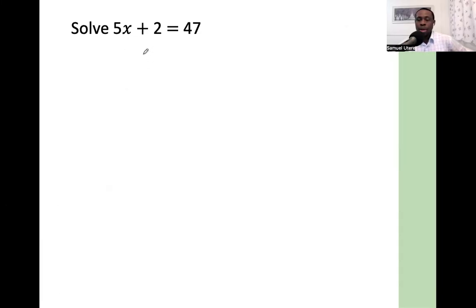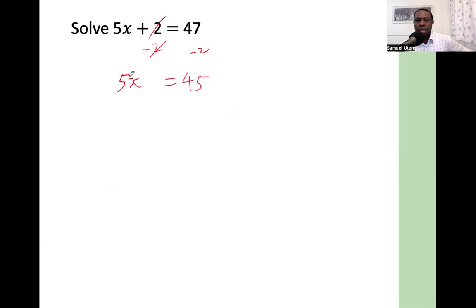So next, we need to do the inverse of everything we need to get rid of. So to be able to get rid of positive 2, we need to subtract 2. Now, the rule is for an equation to keep things balanced, whatever you do to the left side, you have to do it to the right side. And those of you who study science, chemistry, when you balance chemical equations, you know that whatever you do to an equation, you have to keep things balanced. So we need to subtract 2. That's now gone. We'll have 5x equal to 45.